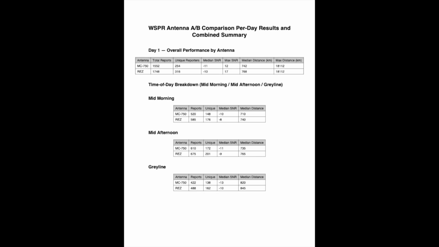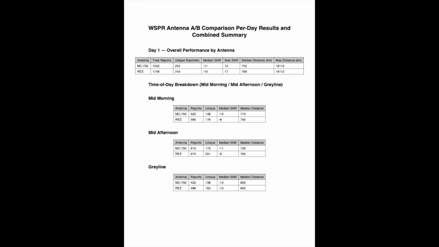ChatGPT was instructed to create reports based on the total number of reporting stations, the number of unique reporters, median and maximum signal-to-noise ratio, and distance. And then group the results into distance buckets from 0 to 2,000 kilometers, 2,000 to 4,000 kilometers, and greater than 4,000 kilometers, with buckets showing count and median signal-to-noise ratio. I also asked it to show the differences between the 2 antennas, but not declare a winner. Once that was completed, I uploaded the data.